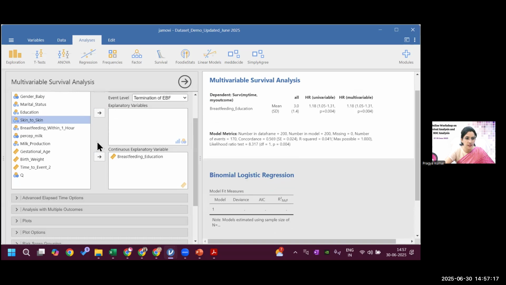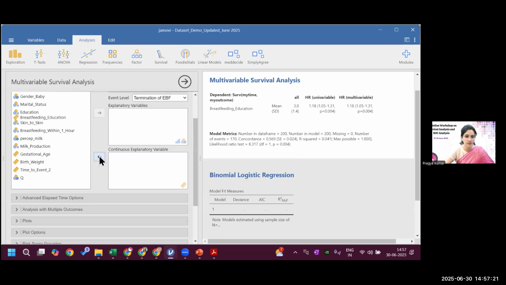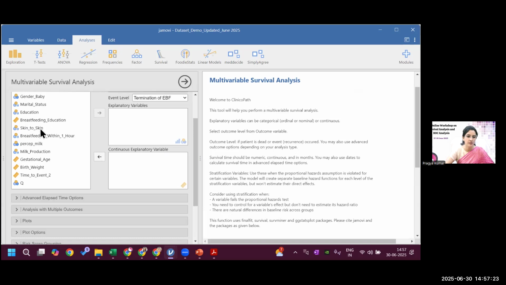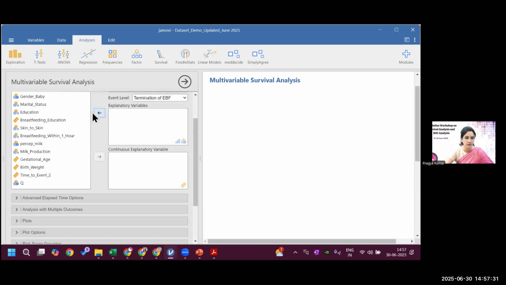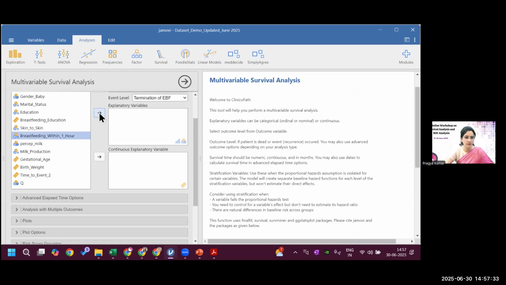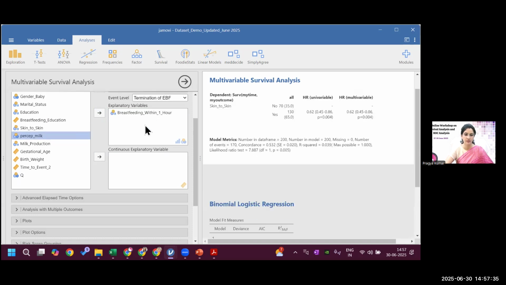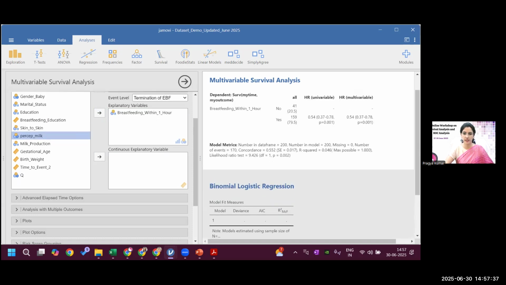Then skin to skin contact. This I'll move back, enter skin to skin contact, and see the p-value. The p-value is 0.04, again significant, so I'll include this. Then breastfeeding within 1 hour. This is again significant, so I'll include that.